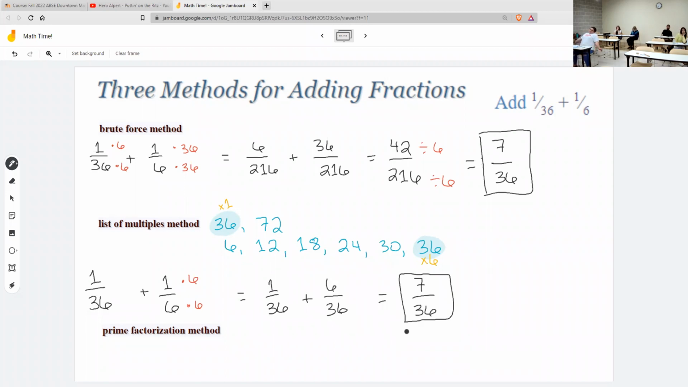Hopefully you have multiplication tables memorized well enough that for the numbers you'll see most of the time, you can make your list very quickly without a calculator at all.